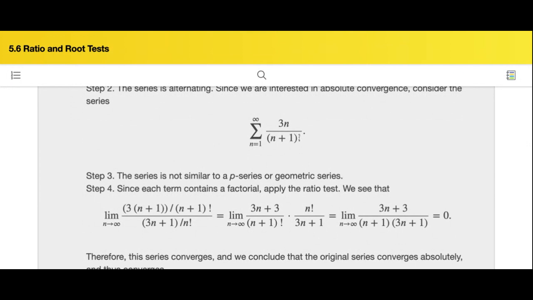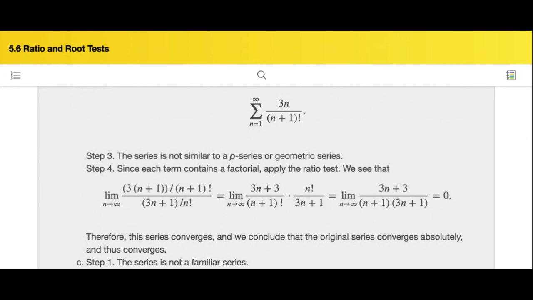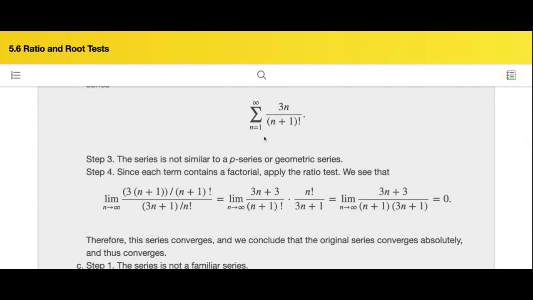So when we see factorial, or sometimes an exponential function, we may think to apply the ratio test because we can simplify a lot of terms. So we can apply the ratio test. So we get 3 of n plus 1.